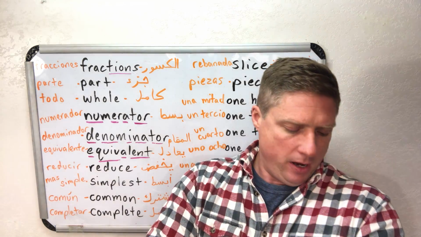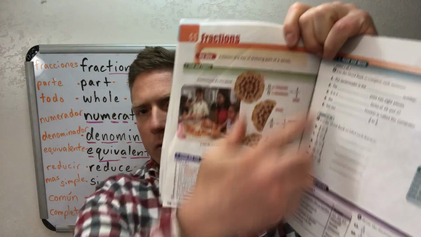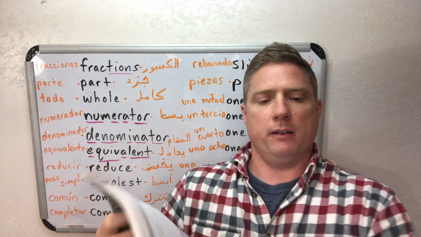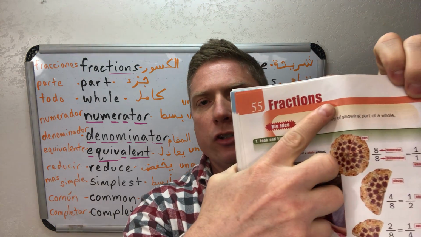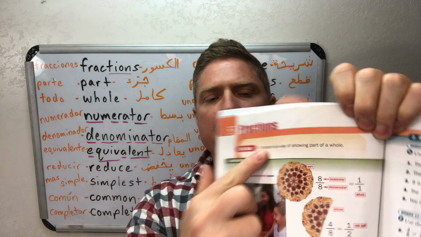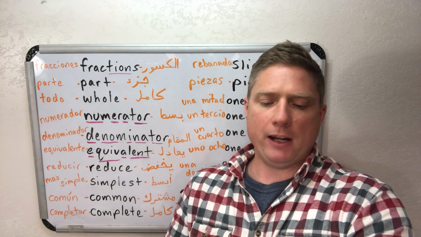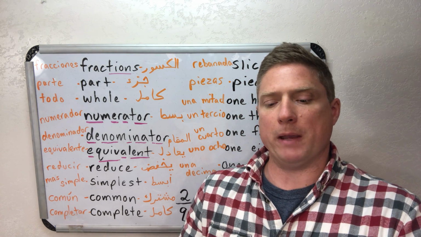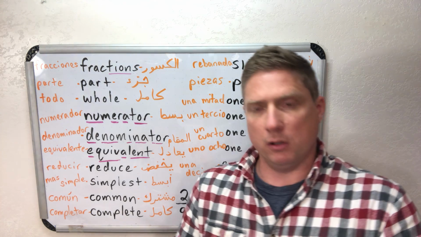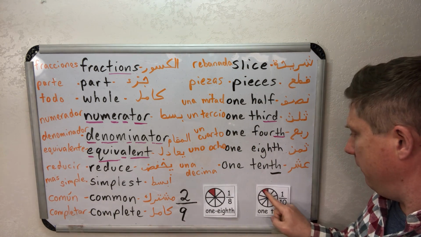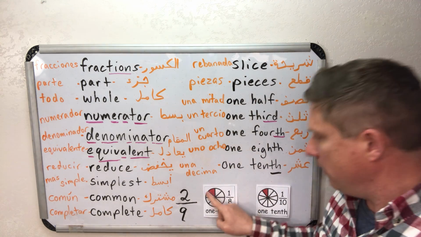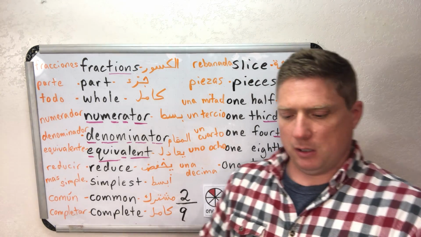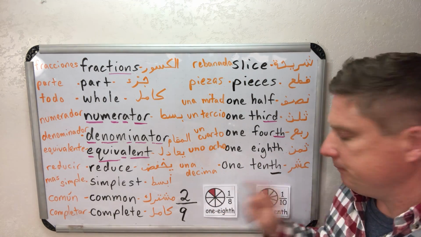All right, now we're on page 148 in your books. We have the pizza here to show the fractions. The title is Fractions, and the big idea here says, a fraction is a way of showing part of a whole. Part of a whole. Part of a whole.